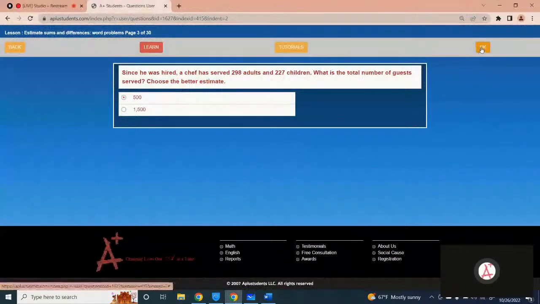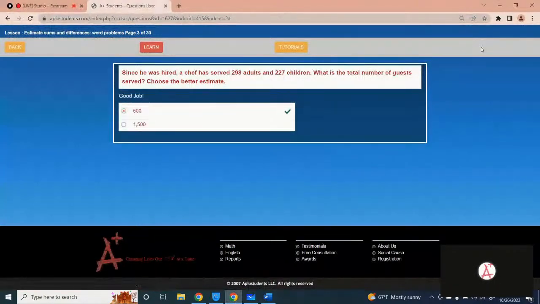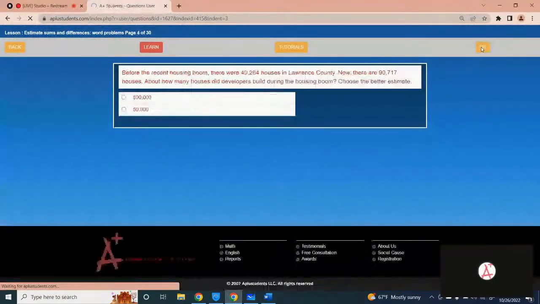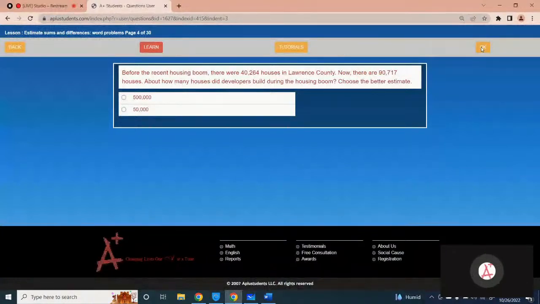Just select the correct option and then click on the OK button. Okay, the next example is: before the recent housing boom, there were 40,264 houses in Lawrence County. Now there are 90,777 houses. About how many houses did developers build during the housing boom? Choose the better estimate.